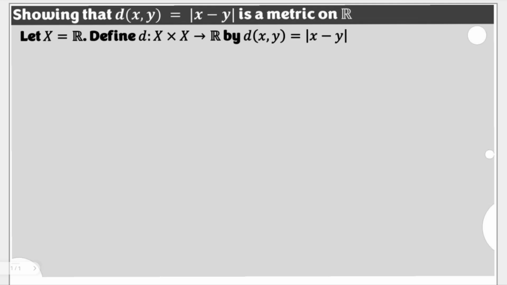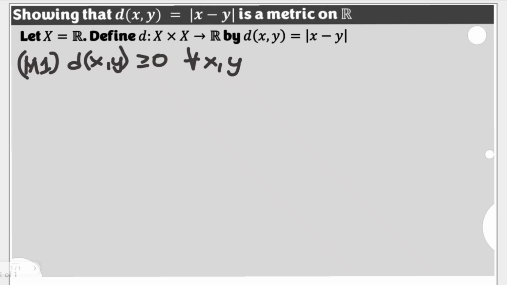Now, for generalization, let X be the set of real numbers, and let's define the function d as the mapping of X times X into R by the function d of x and y is equal again to the absolute value of the difference. Now, the first condition that should be met, we commonly denote this as M1, is the idea that the given function is greater than or equal to 0 for all values of x and y element of our set X, or in this case, the set of real numbers. If we could establish that, then we have satisfied the first condition.